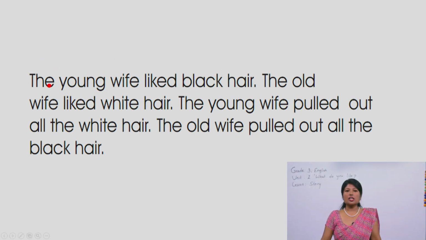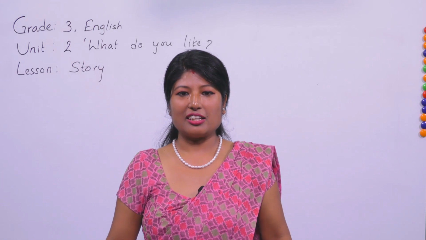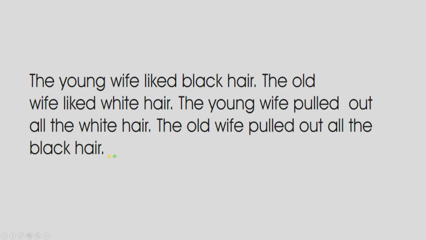Okay, here it is. The young wife liked black hair. The old wife liked white hair. The young wife liked black hair as she is young. And the old wife liked white hair as she is old. Then what they did: the young wife pulled out all the white hair. Since the young wife did not like white hair, she pulled out all the white hair from her husband's head. The old wife pulled out all the black hair.